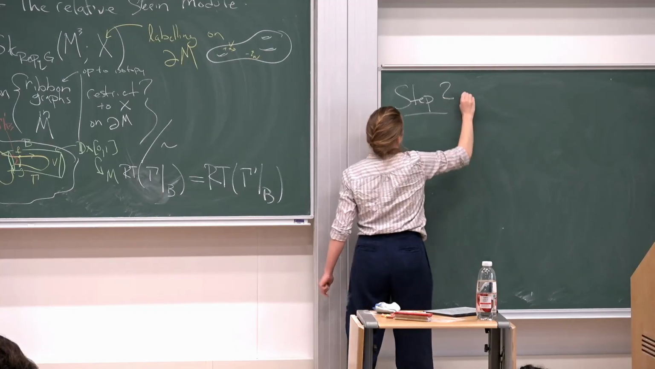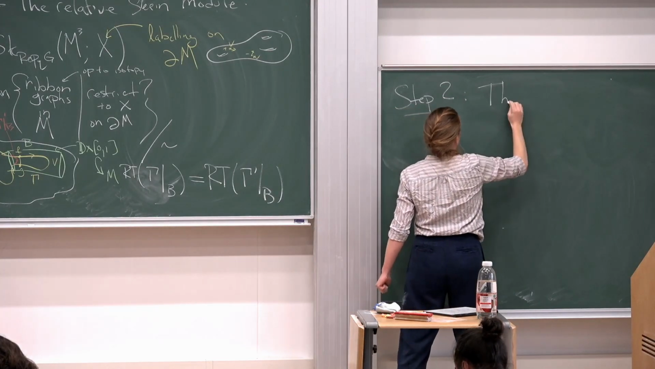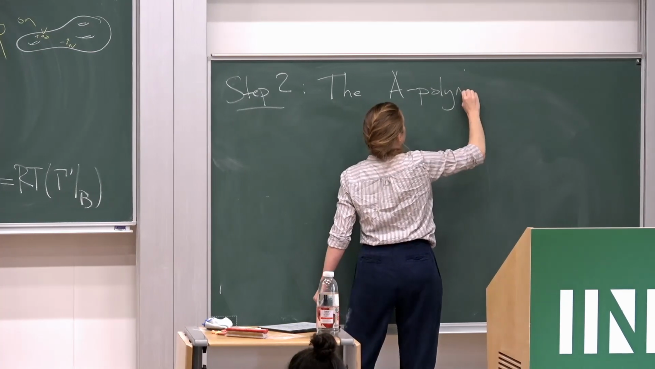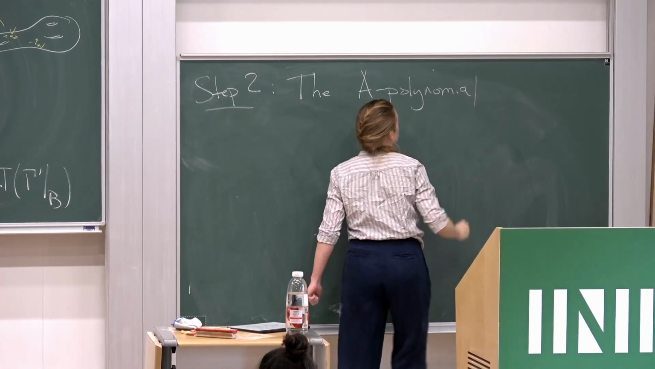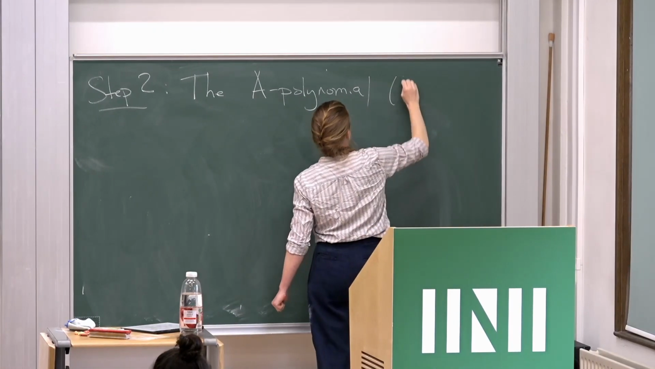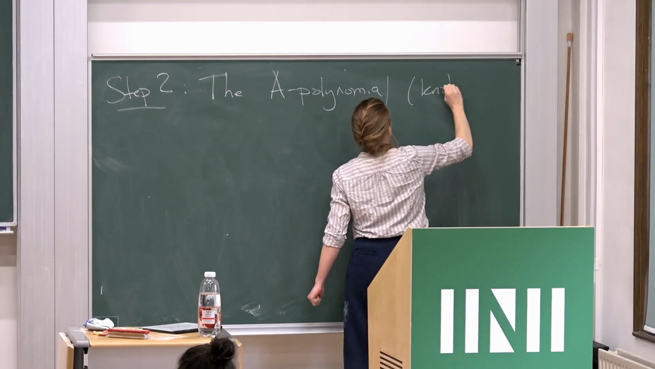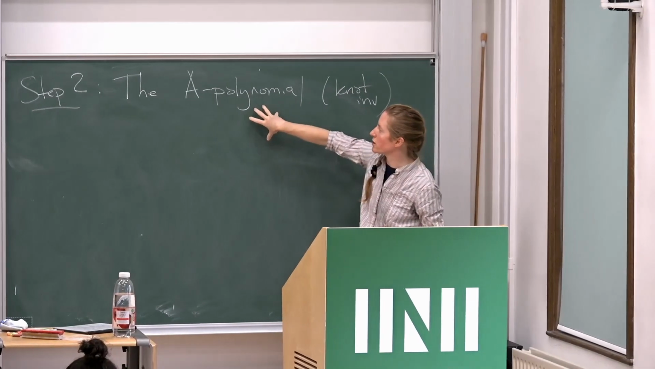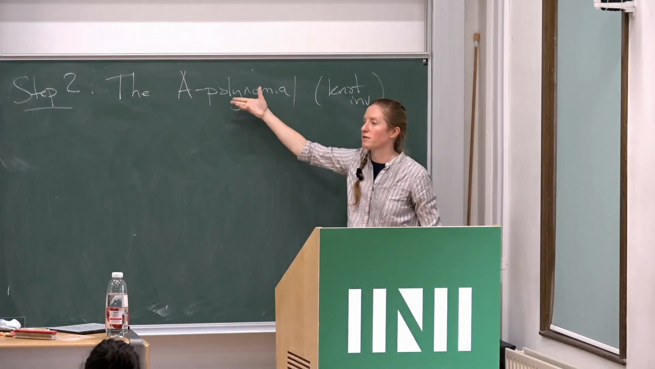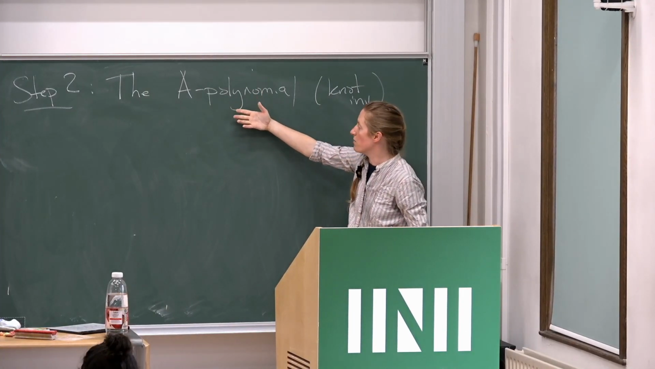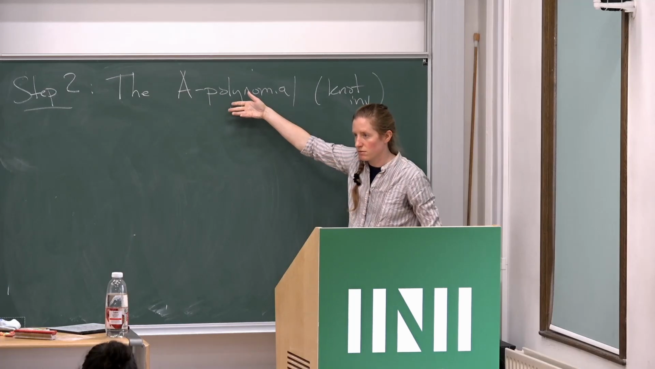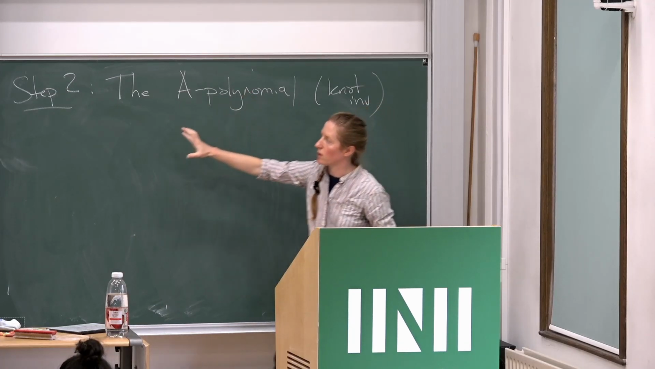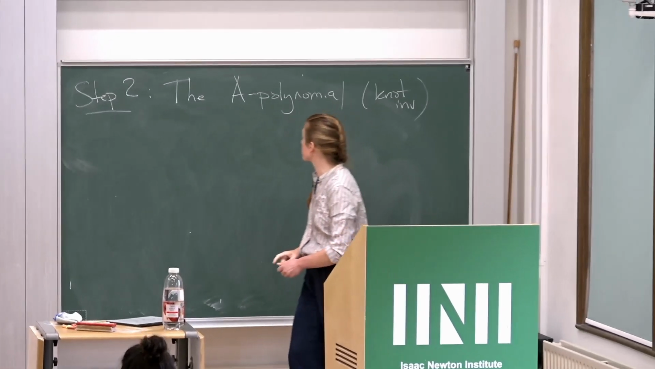Step two is relating to what's called the A polynomial, which is a knot invariant. There's been a long-standing project in math to come up with some quantization of this. In 2011, Tudor Dimofte wrote down a very beautiful quantization using hyperbolic geometry. We wanted one using skein theory.